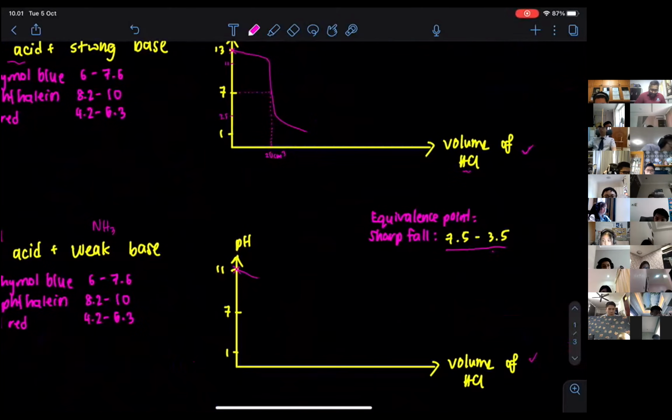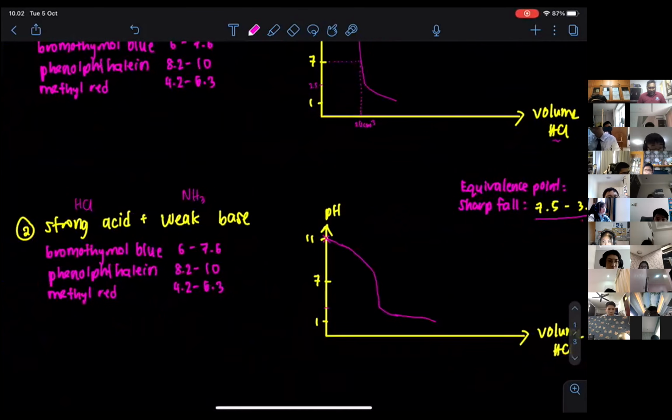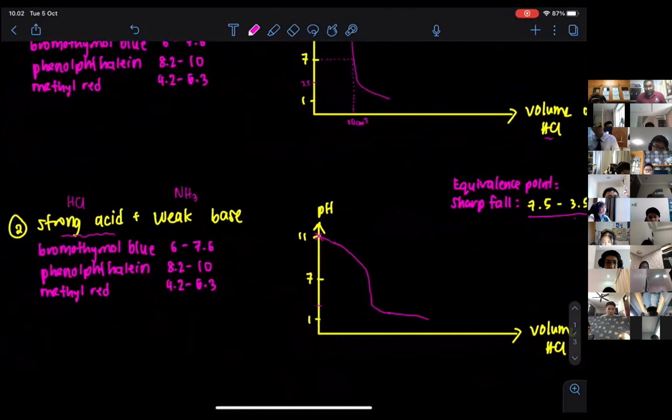So somewhere here, there will be a sudden drop all the way to 3.5 around here. Then they will continue to go until 1. Why? You can see it's a strong acid. So the graph will look like this.